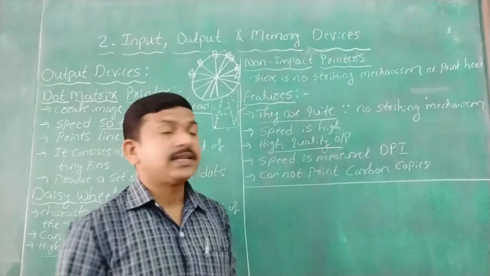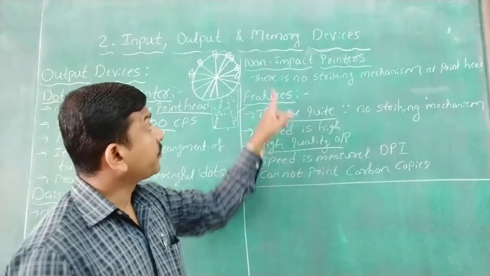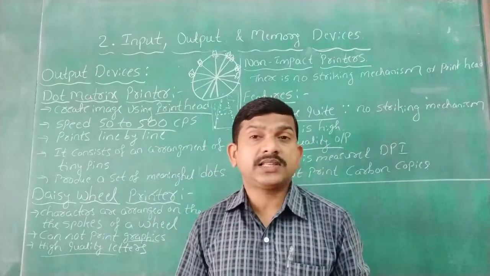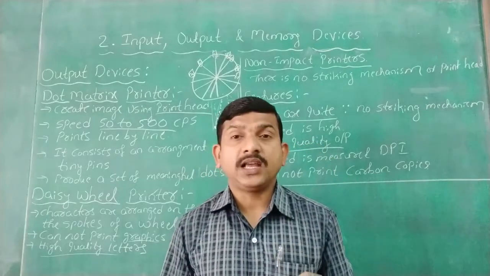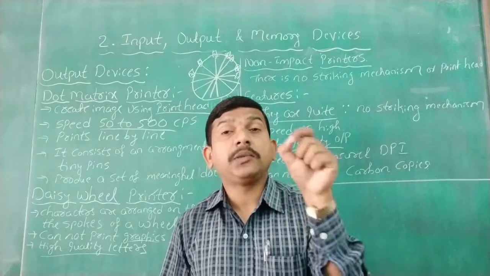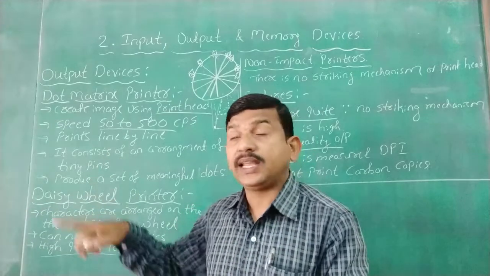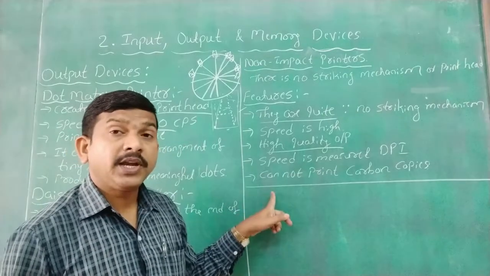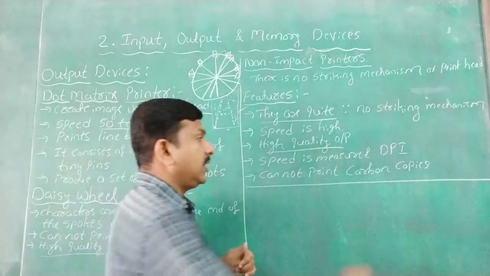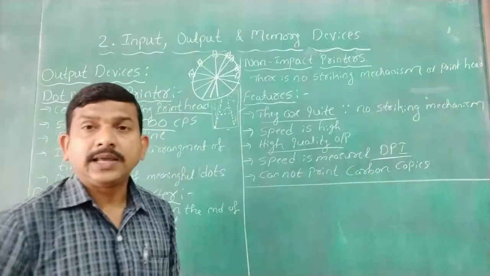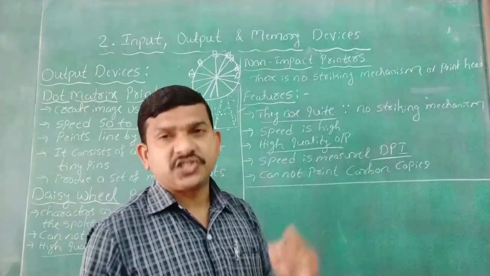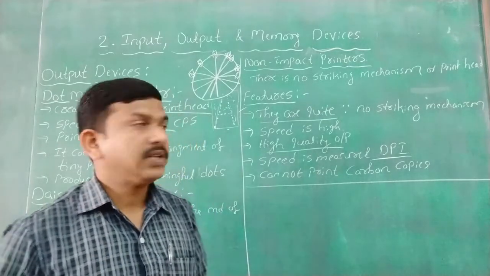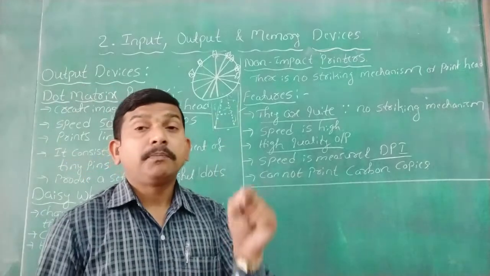Then how is the speed measured? For impact printer, how are we measuring the speed? Characters per second. How many characters it will print, based on that we calculate the speed of impact printer. In a similar way, the speed of non-impact printer, how are we measuring? DPI. DPI means dots per inch. Dots per inch means the number of dots it will produce per inch.